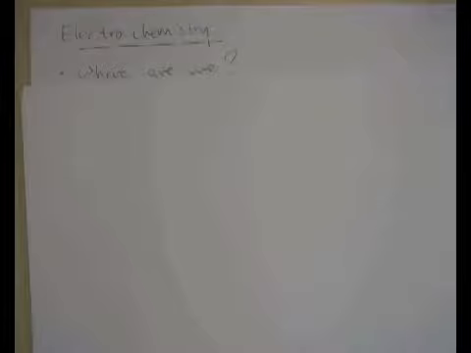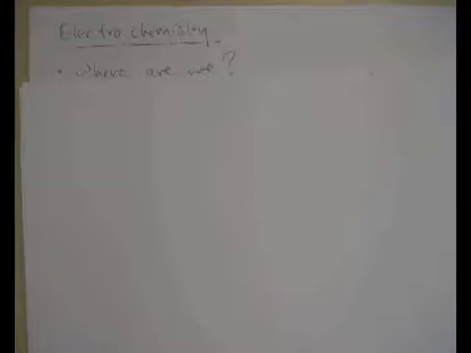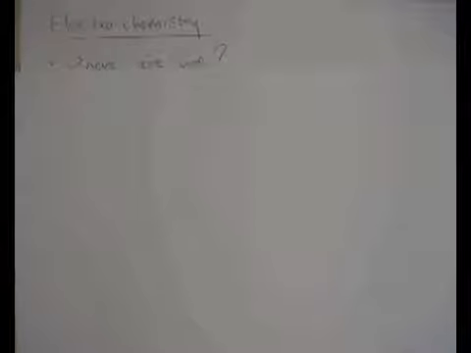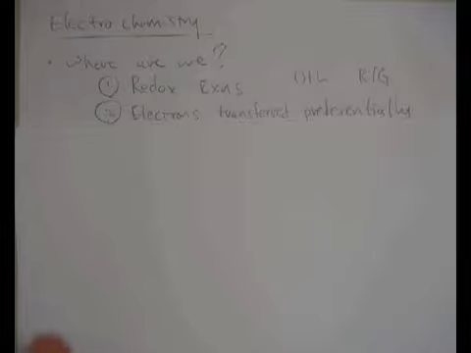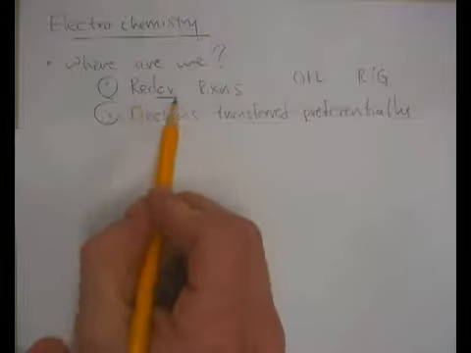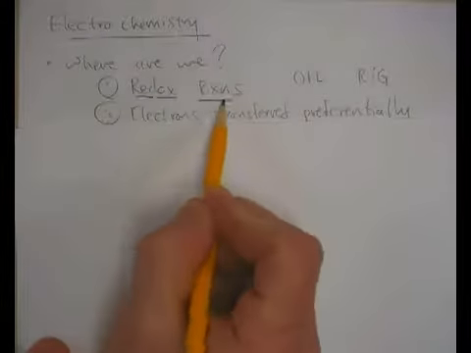So here we are in the world of Chapter 20. Chapter 20 is called Electrochemistry, and we're into the second or third or so video, and we want to take a look at where we are and where we're going. Where we are right now is that we've talked about redox reactions. Chapter 20, Electrochemistry's entire basis is on the transfer of electrons, which are known as oxidation-reduction reactions.